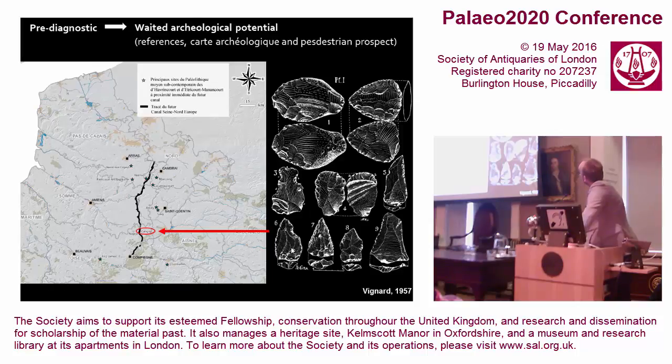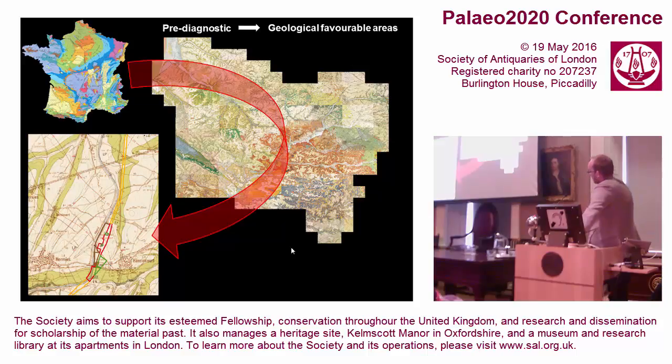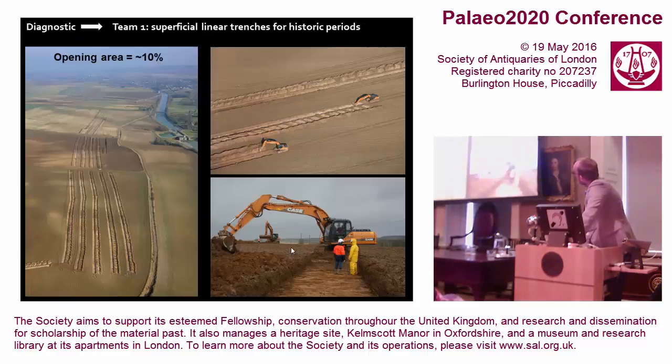And we also make a pedestrian prospection for some parts of the landscape. And we also look at the geologically favorable areas using the geological map and the other data coming from the BRGM on the oldest excavations or test pits.